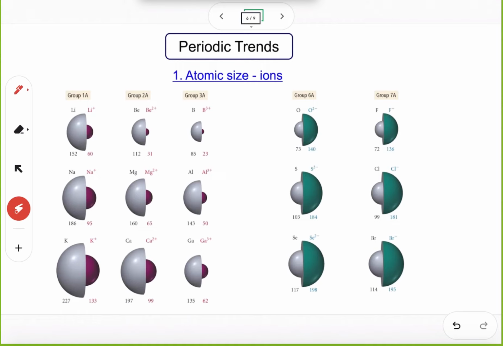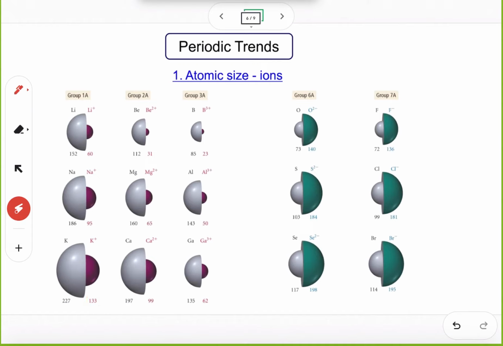Rule number two: in the same group, does ionic size increase or decrease from top to bottom? Let's just use this as an example. Lithium plus, sodium plus, potassium plus. When you go from top to bottom, does the ionic size increase or decrease? From the data you can see lithium, sodium, potassium, the size increased from 60 to 95 to 133.